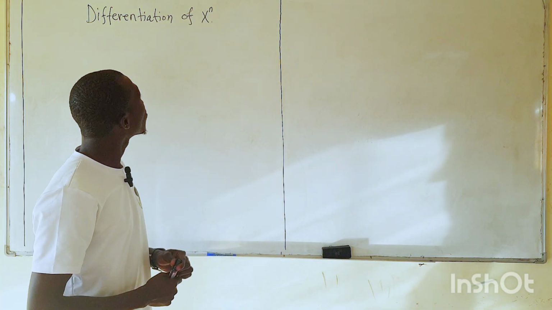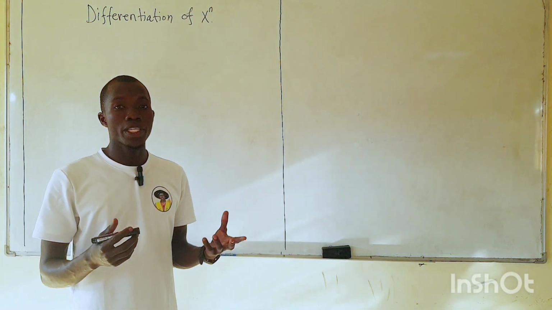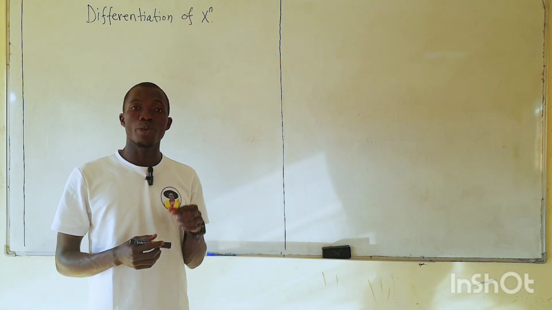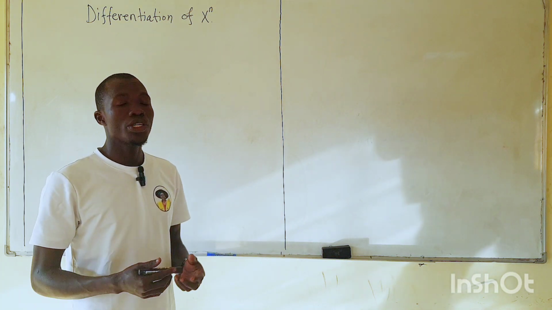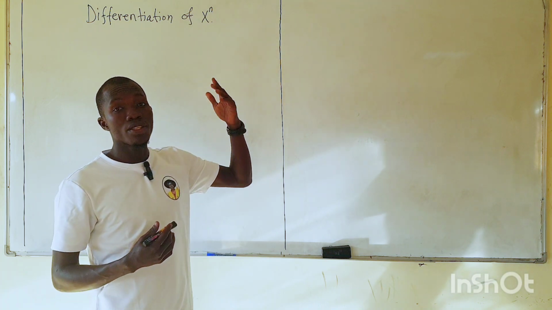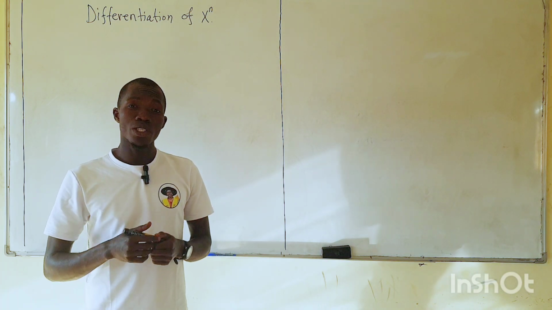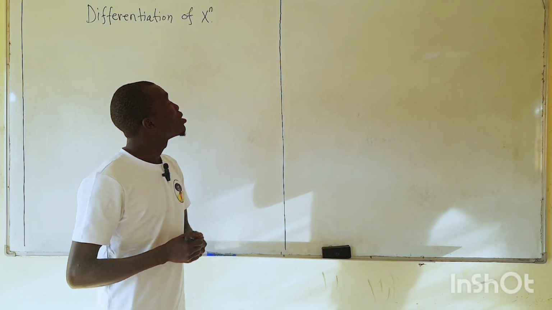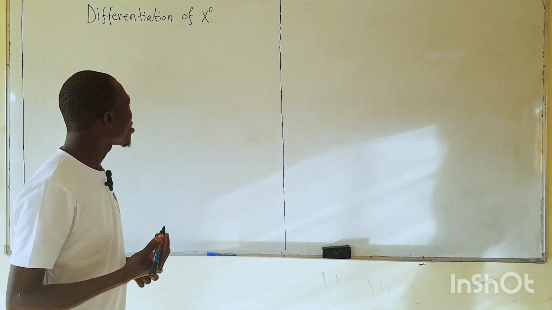Today, we are continuing from our previous videos of differentiation, where we are differentiating from first principle. But today, we want to look at the general formula of differentiation. If you don't want to differentiate from the first principle, which formula do you use to do that? So we are going to derive that formula, how it comes about.